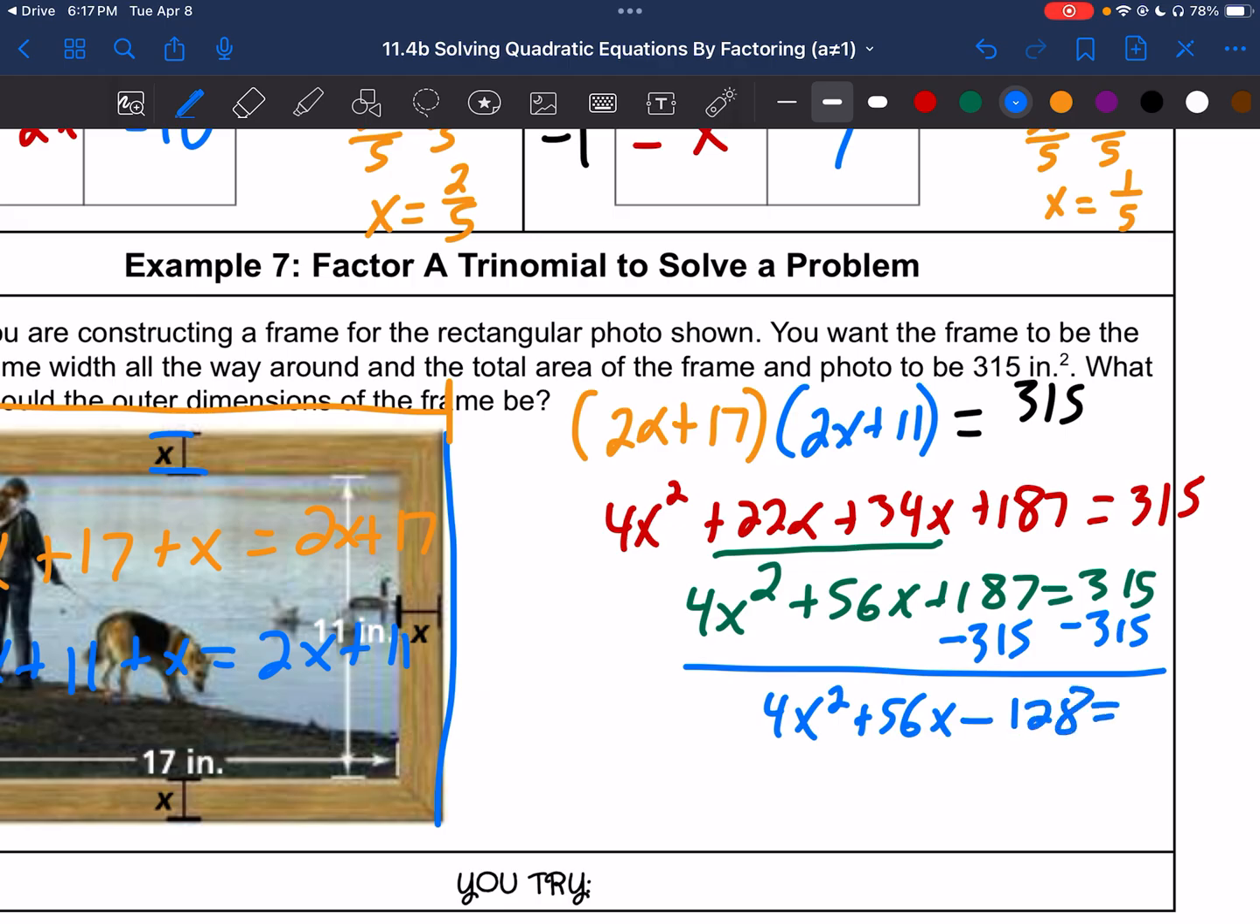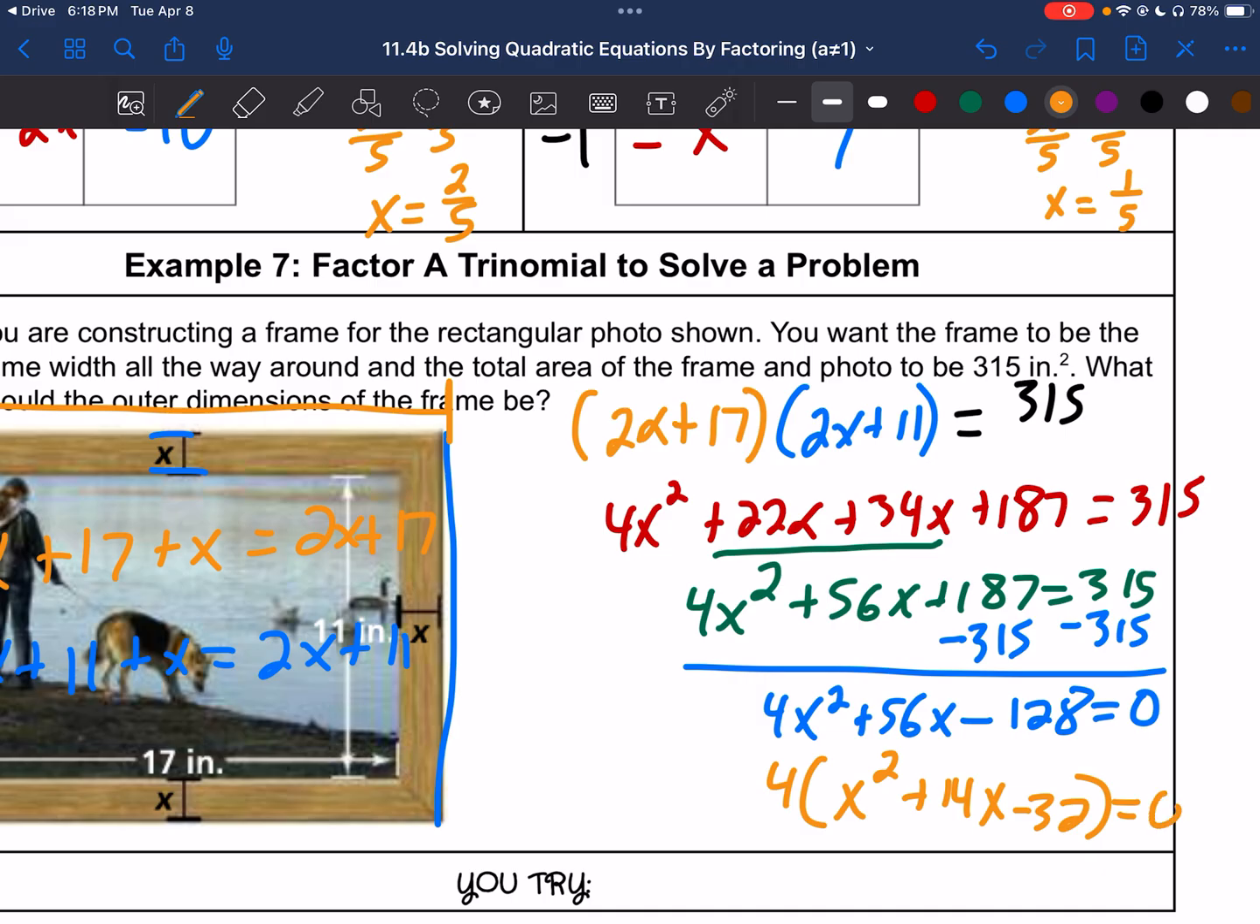Now, as I look at this, they're all even, so I know I can at least divide by 2. But I know 4 can divide by 4, 128 can divide by 4, and 56 can divide by 4. So my common factor is a 4, so I bring that out. Bring out my GCF. I got x squared plus 14x minus 32 equals 0.